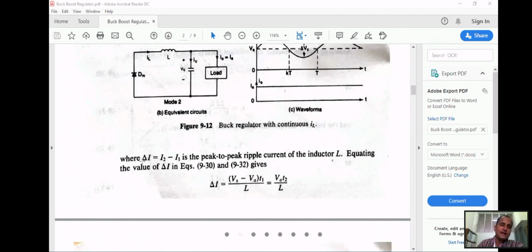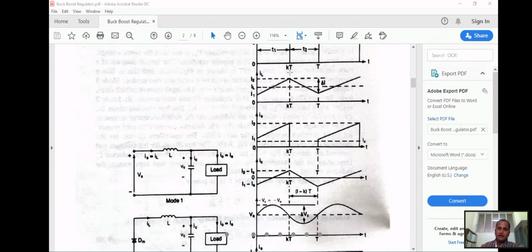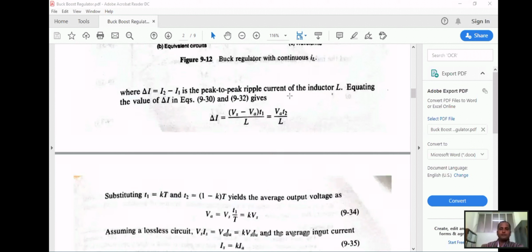So del I means the change in the current, equal to I2 minus I1. So the peak to peak ripple current of the inductor L will start from I2 to I1. This change in the current, del I, will be equal to (Vs minus Va) into T1.